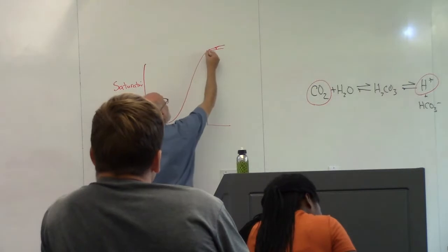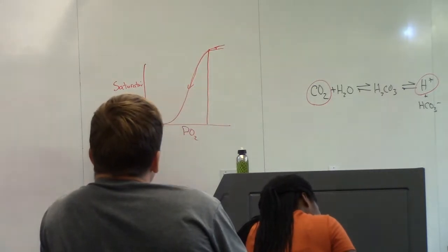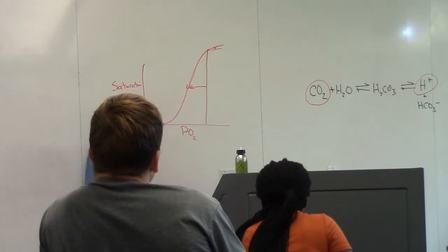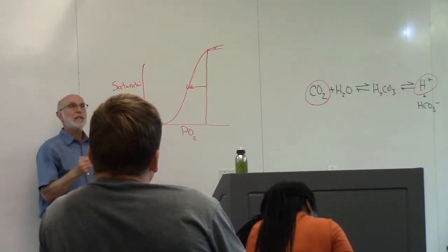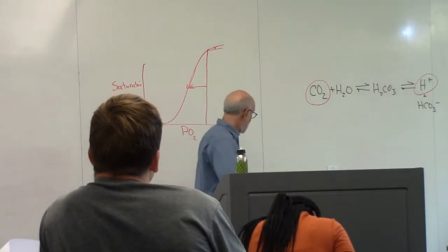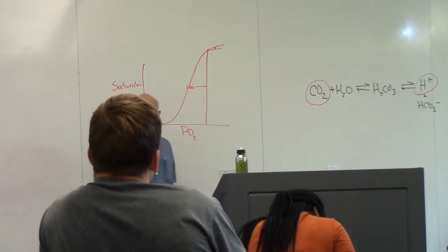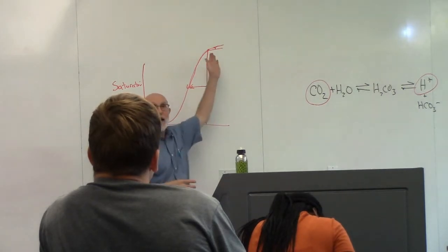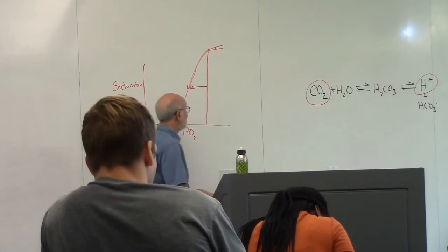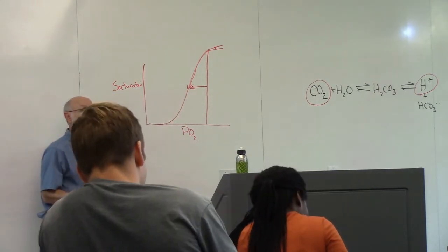But when we hypoventilate, we can go all the way down here, and we can decrease PO2 by quite a lot. It has to do with the fact that oxygen is carried mostly by hemoglobin, and hemoglobin is mostly saturated under normal breathing. Is that clear?